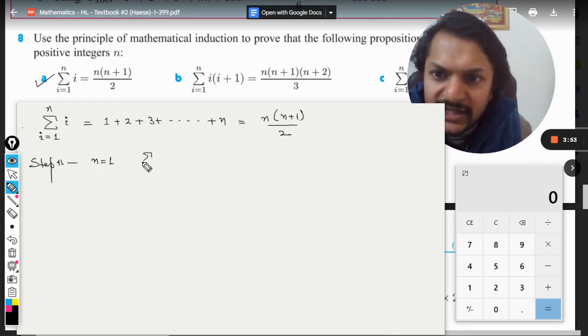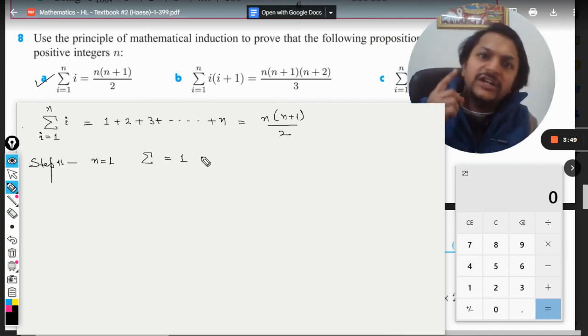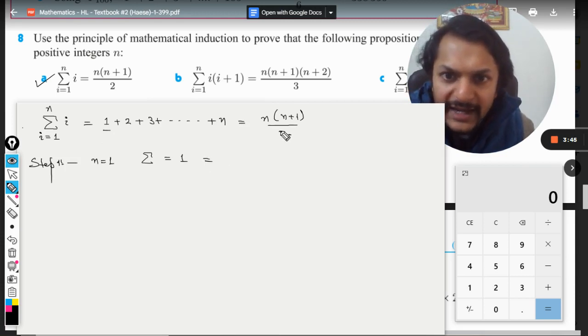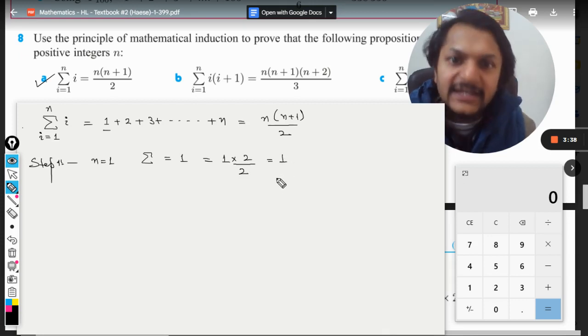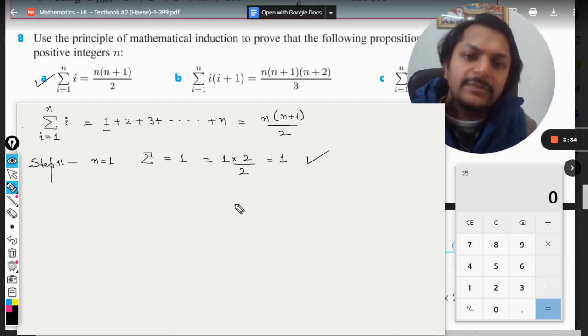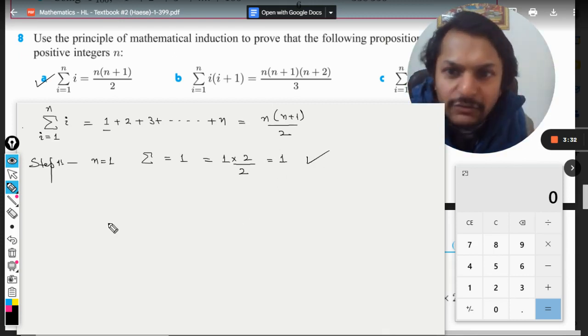So obviously this summation will come out to be equal to 1 only, because there is going to be only one term. So the summation will come out to be equal to 1, and let us substitute 1 here. So it will be 1 into (1 plus 1) divided by 2, and yes, it is also coming out to be equal to 1. So this statement is absolutely correct for n equal to 1.